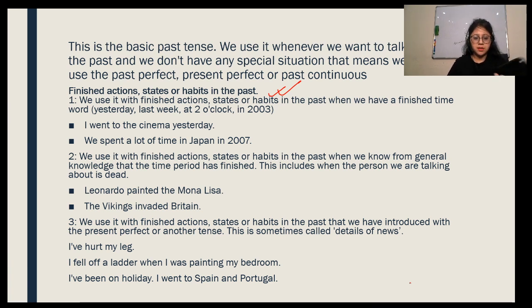Guys, can you all hear me? Yeah, it's visible now.